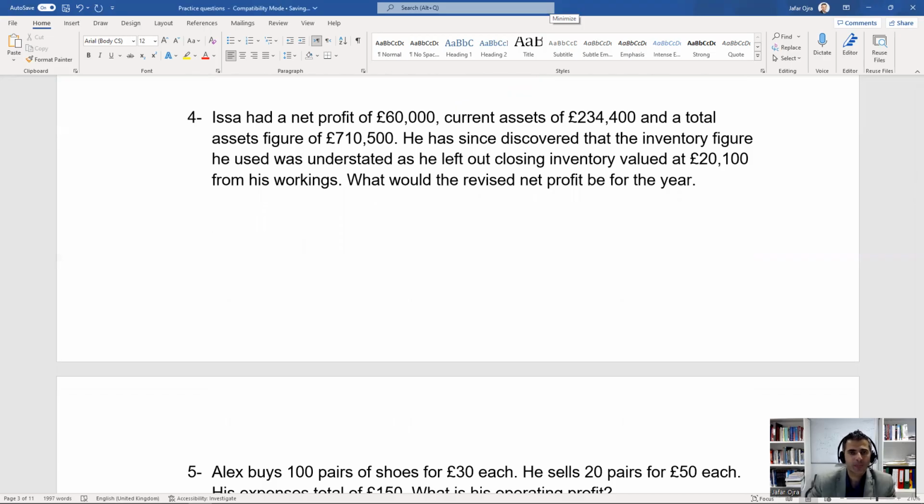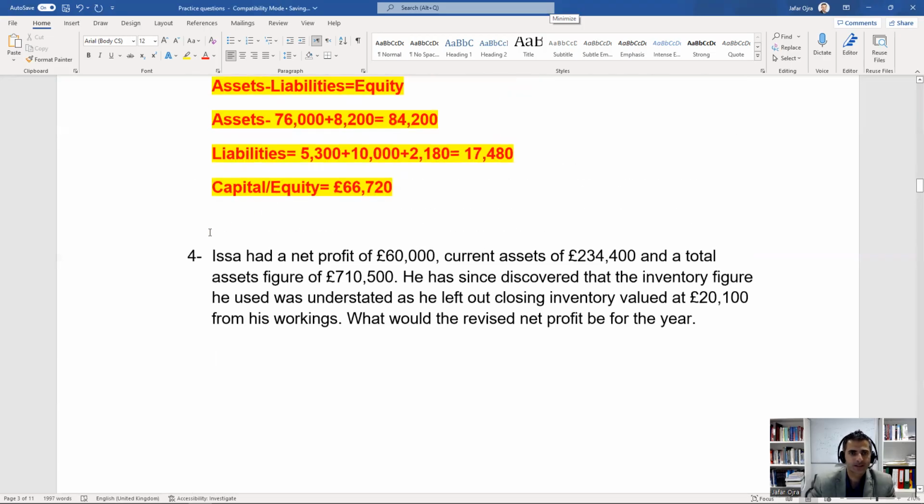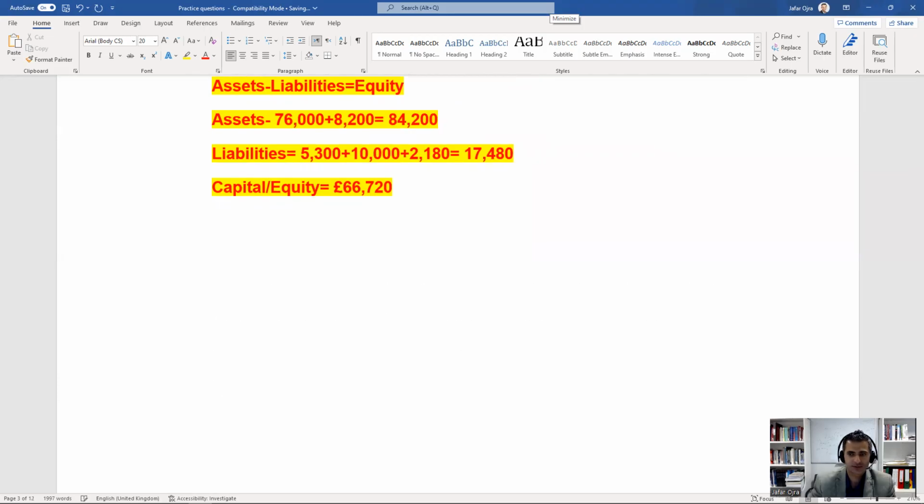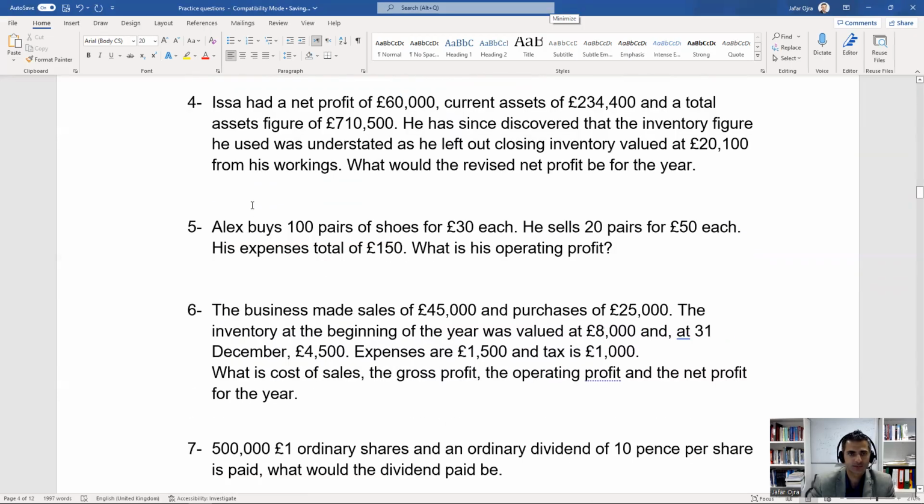Question number 4. So here Isa had a net profit of £60,000. That's a £60,000 net profit. Current assets 234,500. Total assets 700,500.